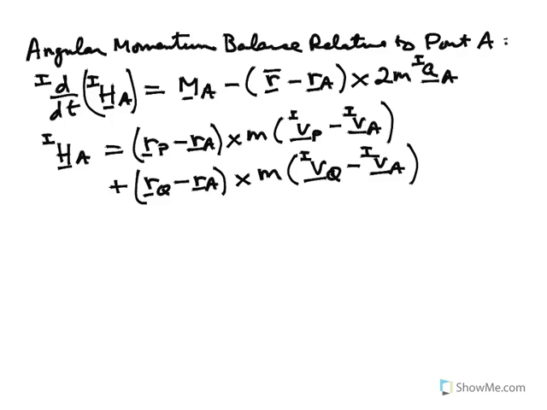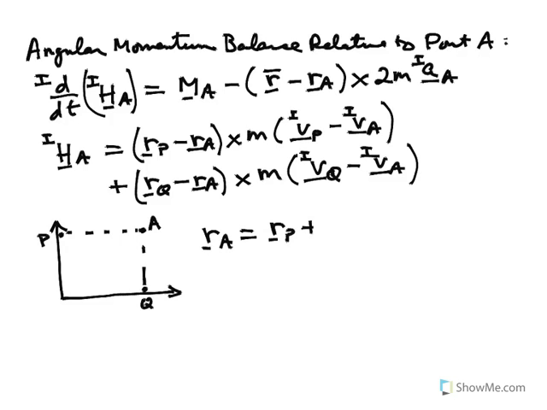Now, instead of putting everything in coordinates, let's look at a couple of things here. If we look back at the picture, we can draw it over here so that you can see it: here is the position of P and here is the position of Q. Diagrammatically, here's Q and here's P. If I add the position of P to the position of Q, I get the position of A. So the position of A is equal to the position of P plus the position of Q. That makes some of these calculations a lot easier, because the velocity of A in I is then equal to the velocity of P in I plus the velocity of Q in I.